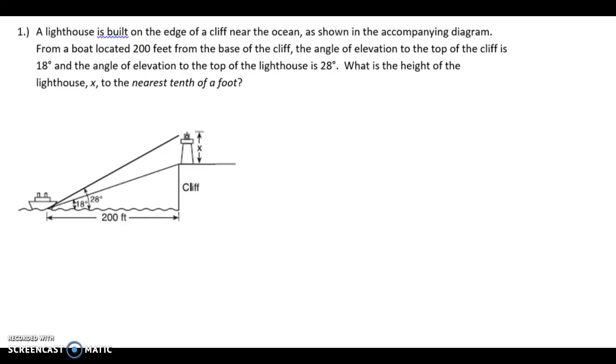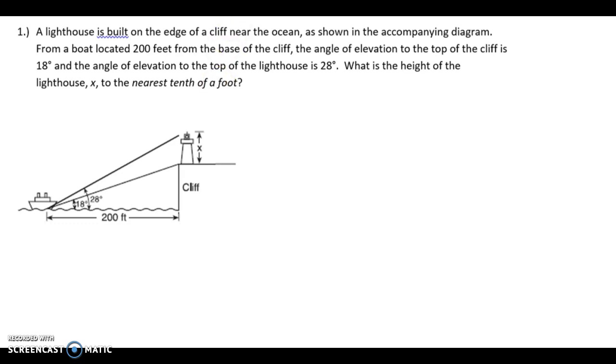Alright, Unit 6, Lesson 6, Number 1. A lighthouse is built on the edge of a cliff near the ocean, as shown in the accompanying diagram. From a boat located 2 feet above the base of the cliff, the angle of elevation to the top of the cliff is 18 degrees, and the angle of elevation to the top of the lighthouse is 28. What's the height of the lighthouse x to the nearest tenth of a foot?